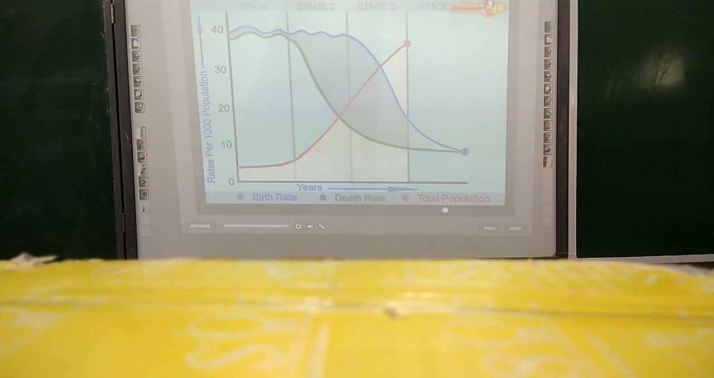The last stage, that is the fourth stage, or the low stationary stage. Both the birth and death rates are low. Thus, population growth is steady. Here, children, you see population changes due to 2 main reasons. Number 1 is birth rate and second is death rate.